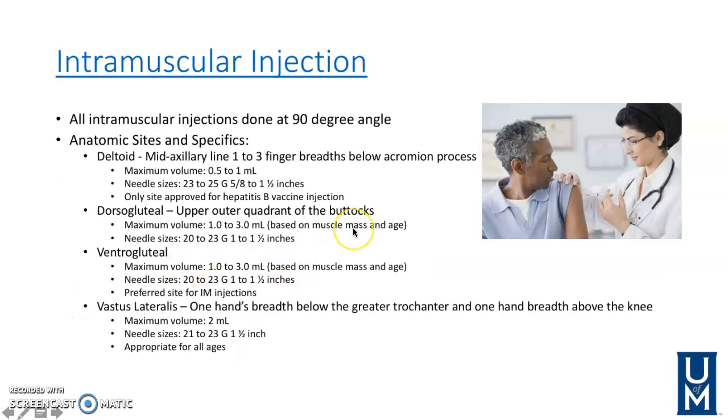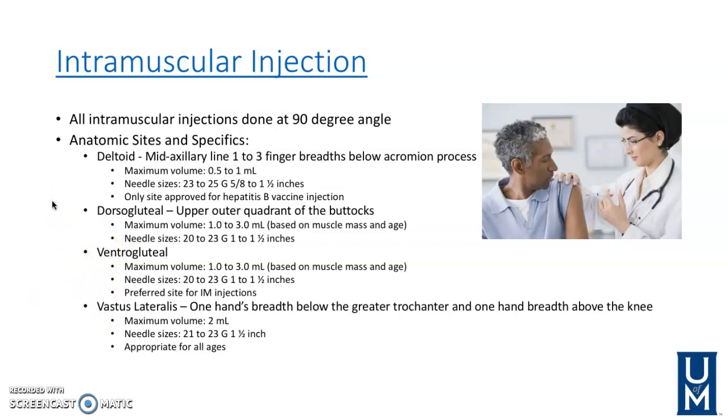Then our last parenteral administration type is intramuscular injections. These are done at a 90-degree angle, as you can see here in the picture. And we have 4 different sites that these medications can be administered in.